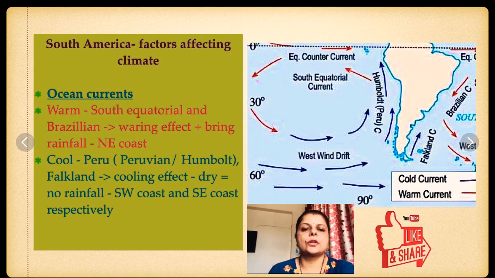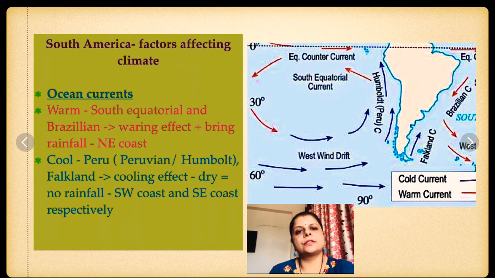Ocean currents. Ocean currents are the regular streams of ocean water which flow in a definite direction, and these definite directions are from poles to the equator and equator to poles. The warm currents always move from equator to poles, and cool currents always move from poles to equator.